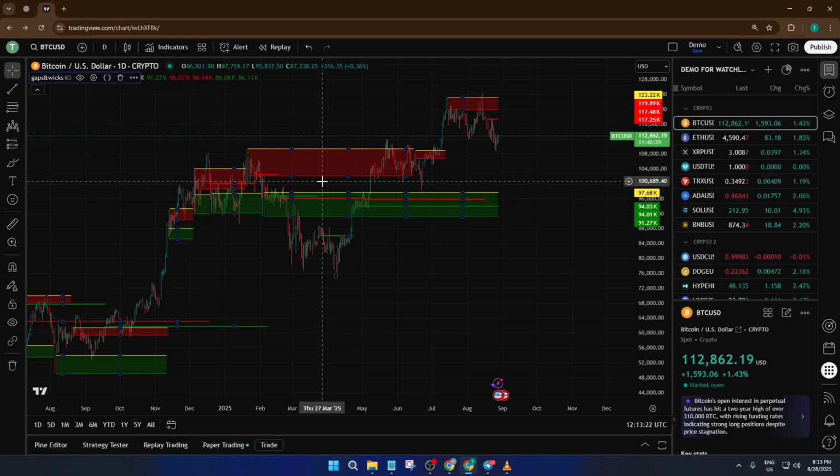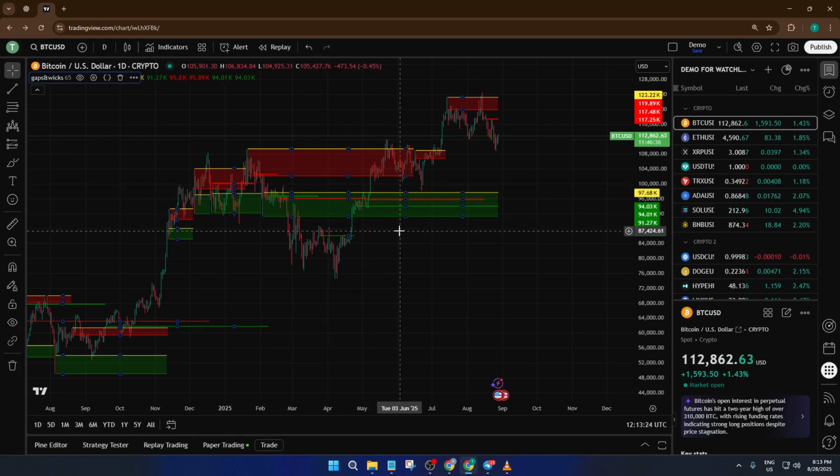So there you have it. You now know how to find, set up, and tweak the Gaps and Wicks indicator in TradingView, and you understand exactly what those red and green gap zones mean for your trading strategy. Remember, take your time to experiment. Don't worry if it takes a few tries to find what works best for your style.